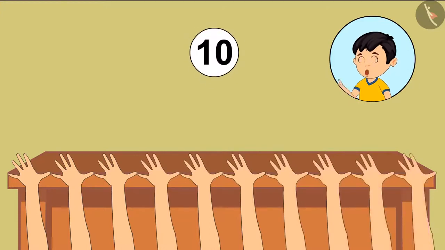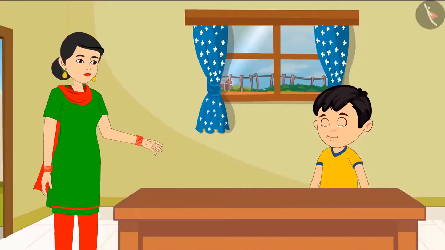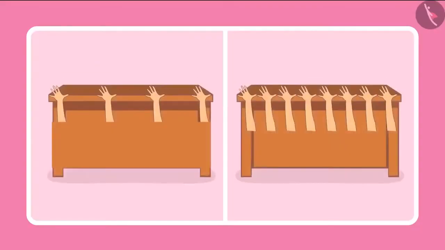1, 2, 3, 4, 5, 6, 7, 8, 9, 10. This table is 10 hand span long when I measured it. Now you understood, Chotu. While measuring objects, we should not leave space between two hands.